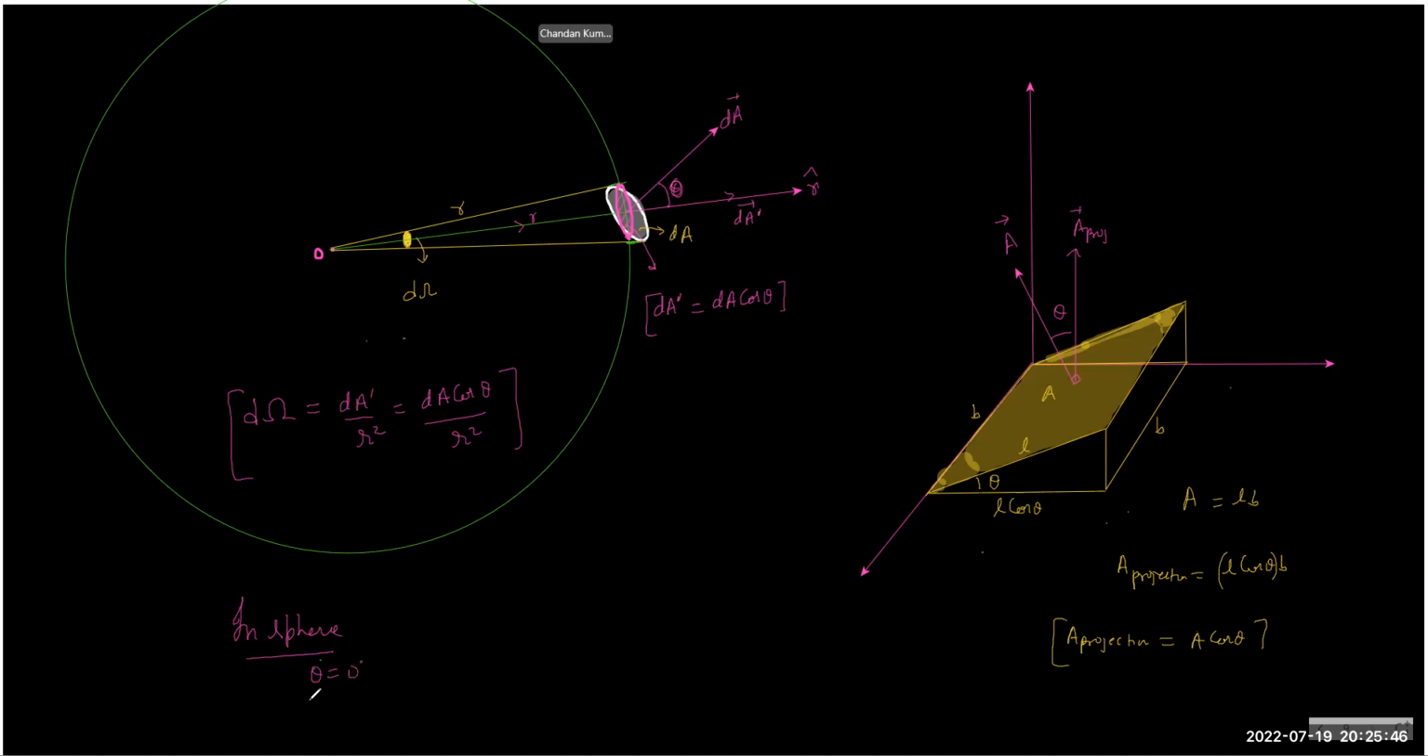In a sphere, theta is always 0. Understood? So in a sphere, theta is always 0. And that is why the d omega always turns out to be dA by r square. So the moment you take a spherical patch, the radius vector and the area vector will be parallel to each other. That's the only difference that you need to remember.